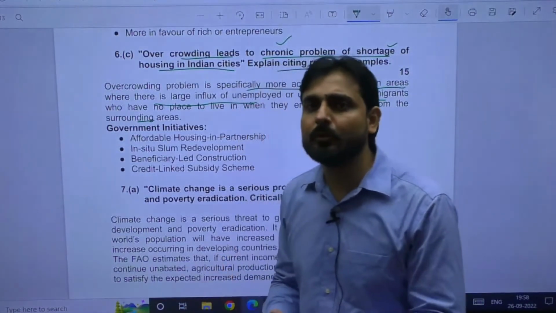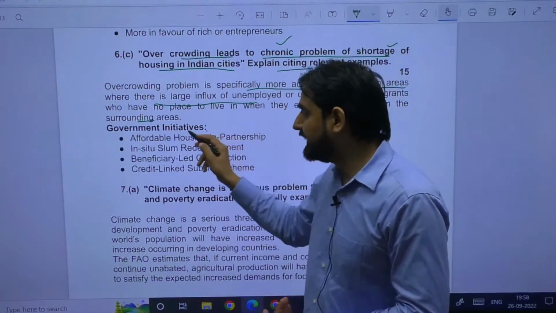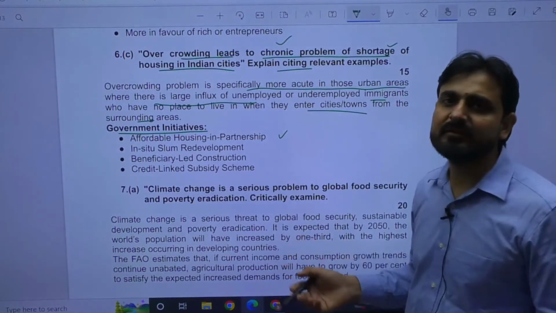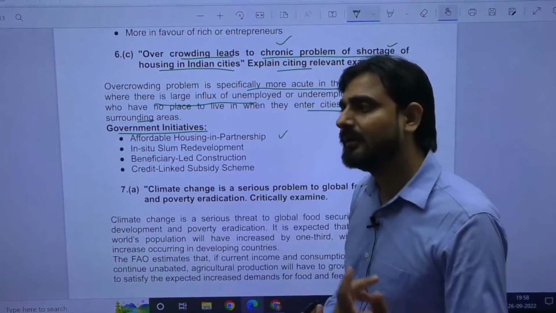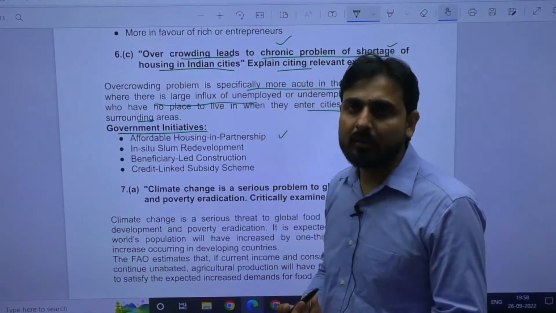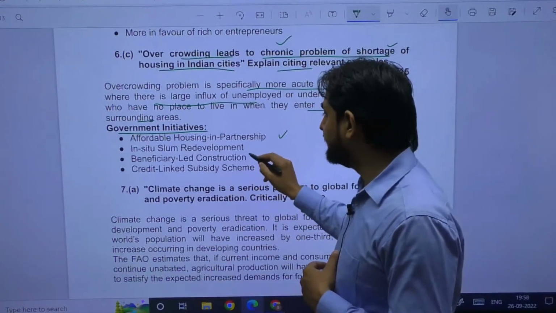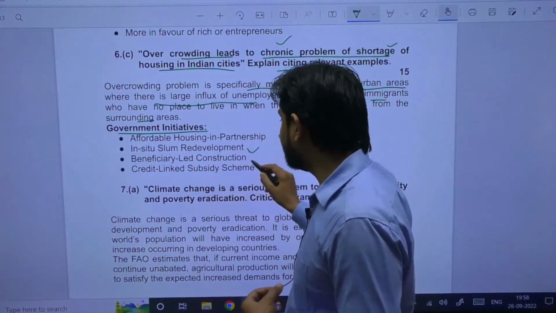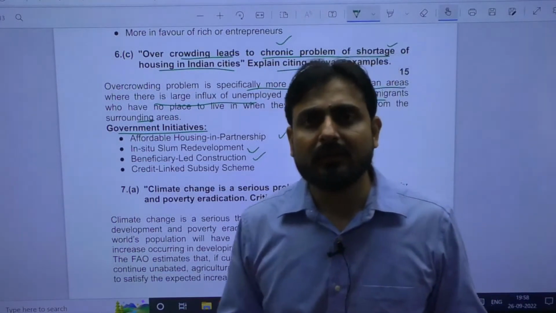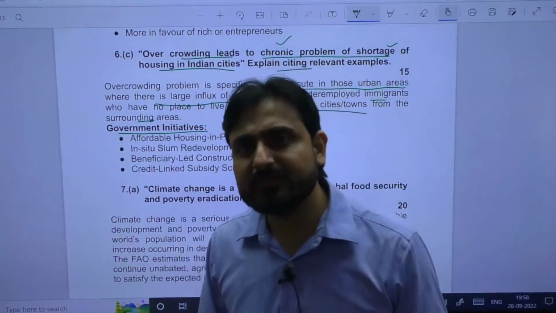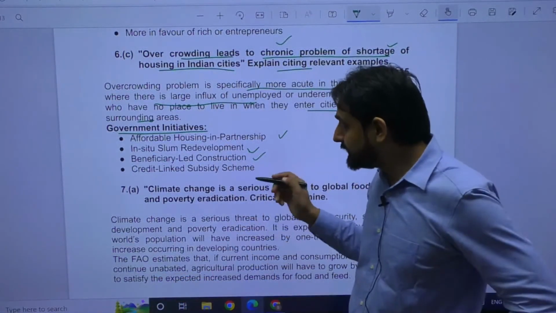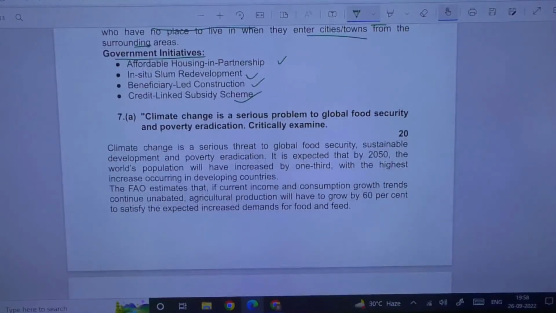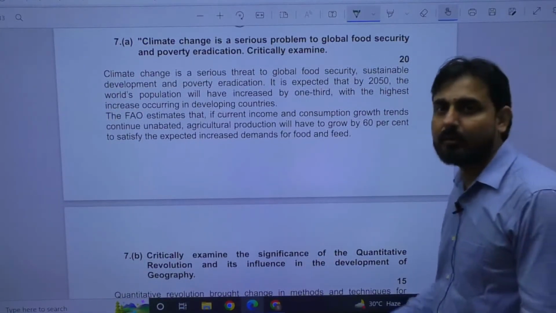After that, you also need to provide some solutions, what the government of India is taking the initiative on. The government of India is taking initiative on affordable housing in partnership with private individuals, so that the burden of finance can be shared with them. In situ slum redevelopment means destruction of the slum and its redevelopment by private individuals. Beneficiary-led construction means the person who wants to construct a house will receive a subsidy from the government and can develop his own house. There is also the credit linked subsidy scheme, etc., that the government is providing for reducing the impact of overcrowding in the cities.